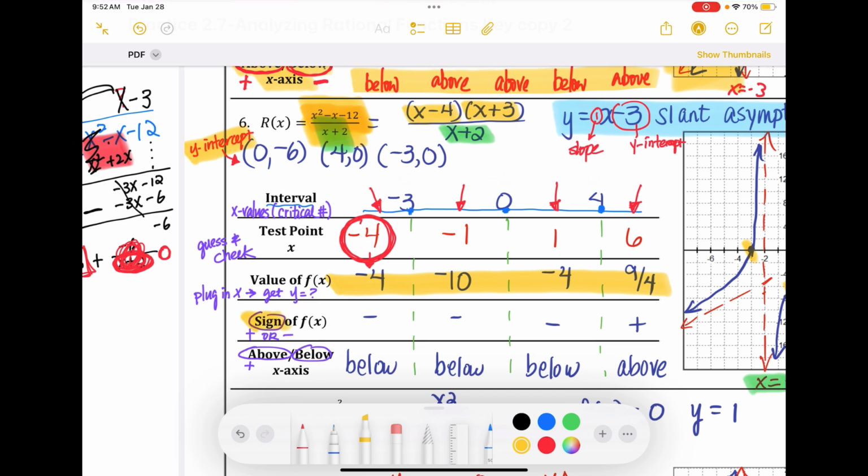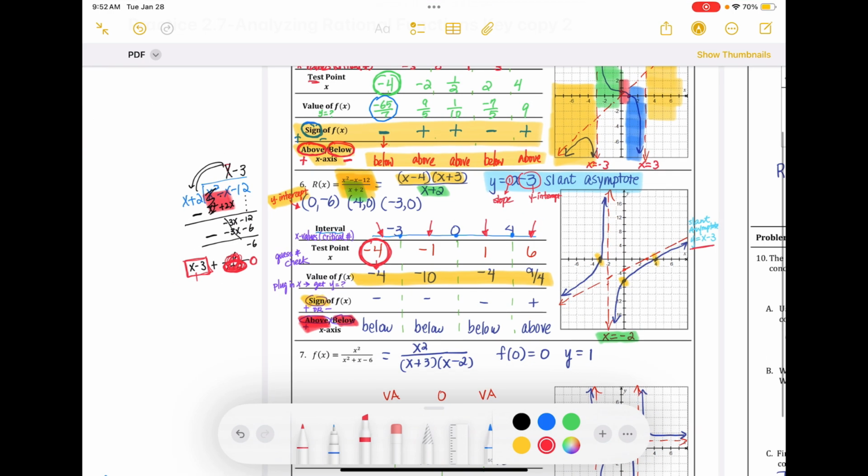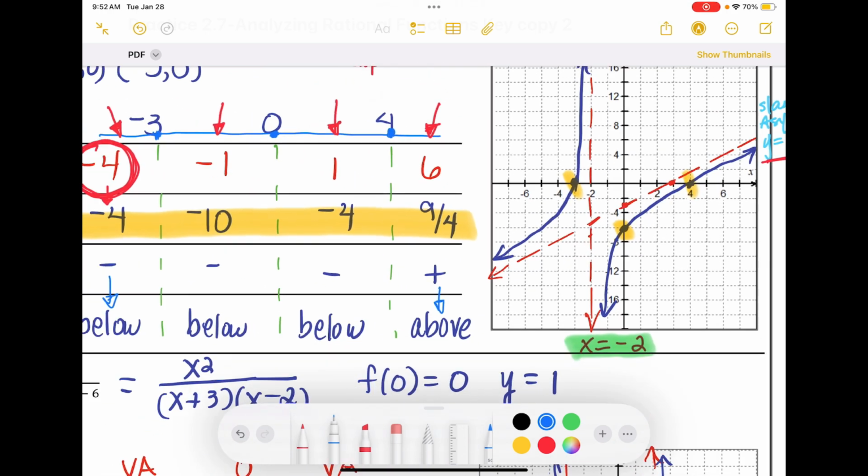What will be my sign? Is that positive or negative? So what you see is what you got. -4, it's negative, -10, negative, -4, negative, and 9/4 will be a positive. So that gives us a next move, which tells me it's my picture above, because positive, or below, negative. So those are matching. Negative tells me my picture is below, and positive tells me my picture is above.